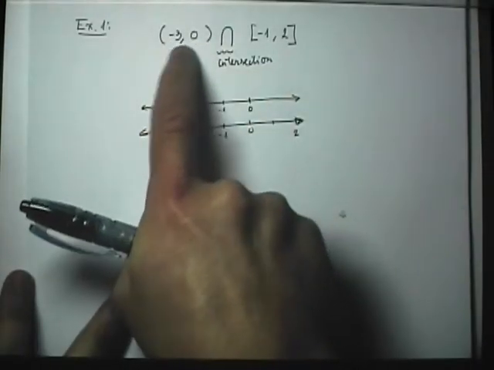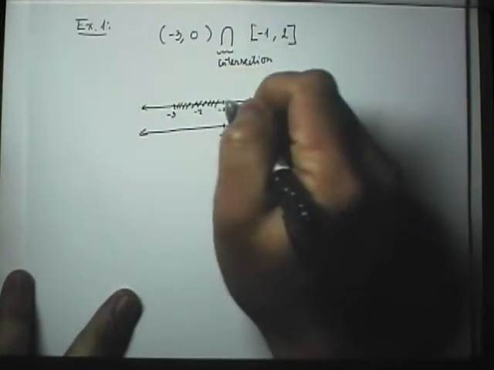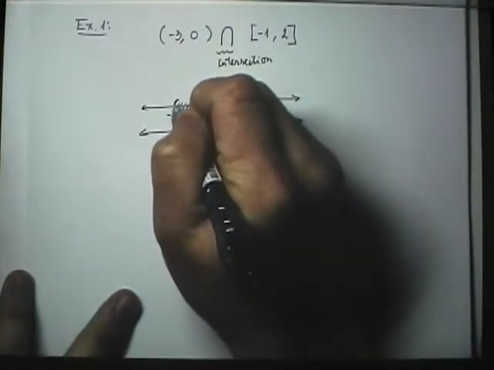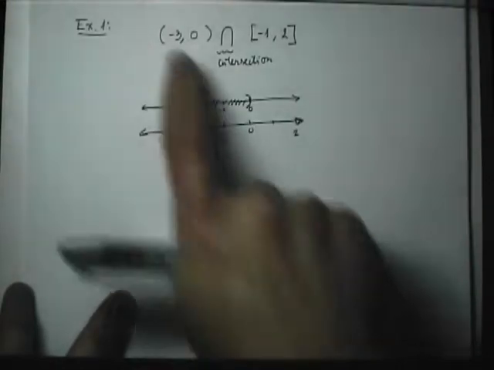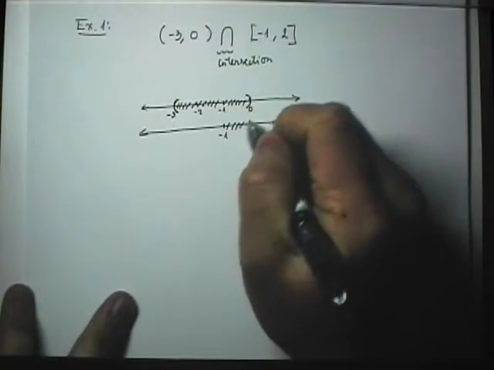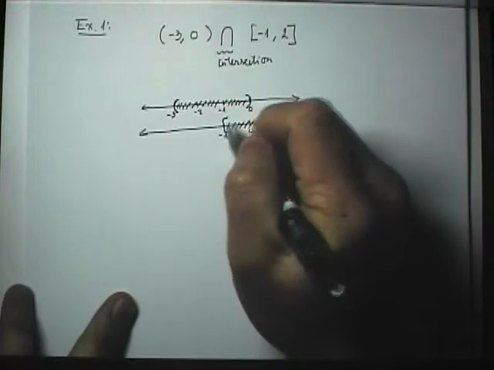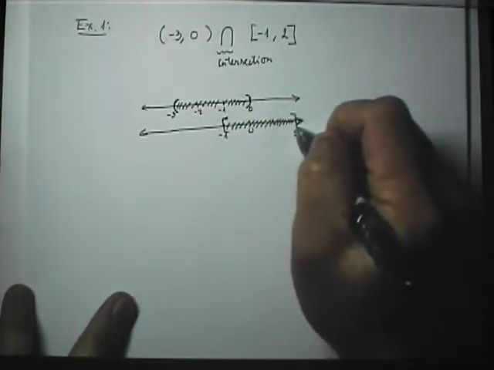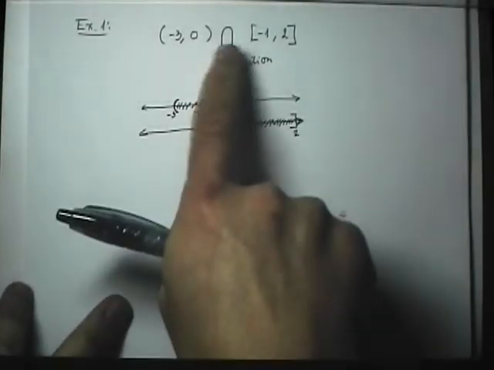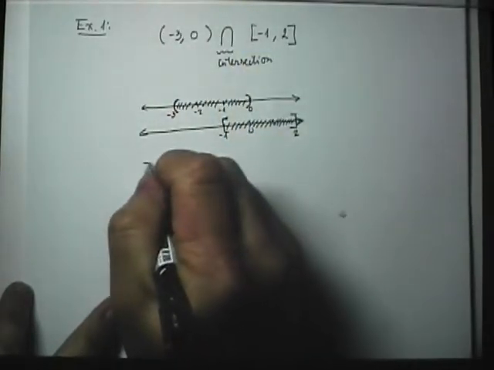Now the first interval is in between -3 and 0. So I'm shading in between -3 and 0, and I'm leaving the parentheses because we have an open interval there. Now for the second interval, I'm shading in between -1 and 2, and I also want to include -1 and -2.